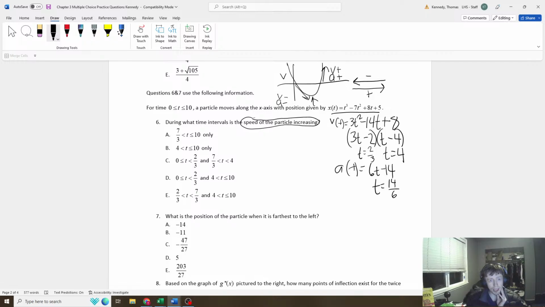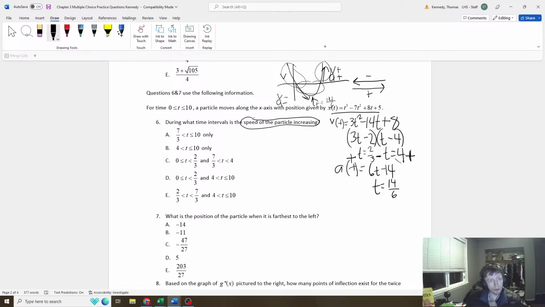Okay, now we have all the values that we need in order to figure out where the speed is increasing. So since I already know this is an up parabola, I know it starts with positive velocity on this side of t equals 2/3. I know it has negative velocity in between, and I know it has positive velocity on the other side of t equals 4 here. So I know it's positive, negative, positive. And that's from the value being positive, then negative, and then positive here in my graph of the velocity. And then I know this point is t equals 14/6, the vertex of the thing.